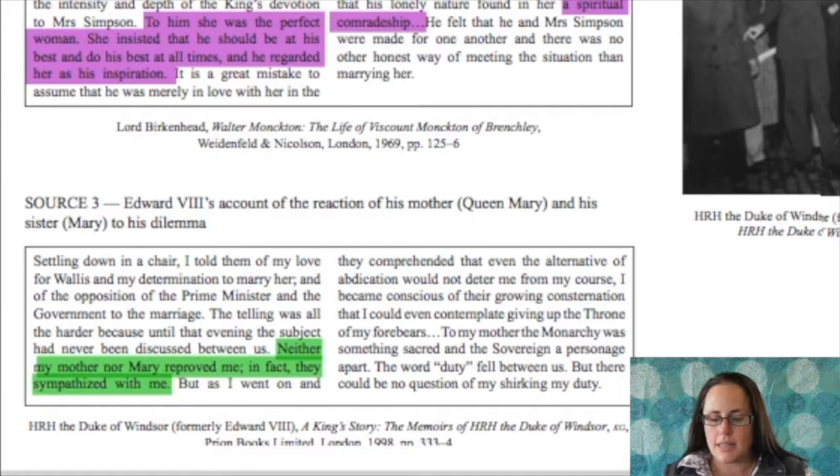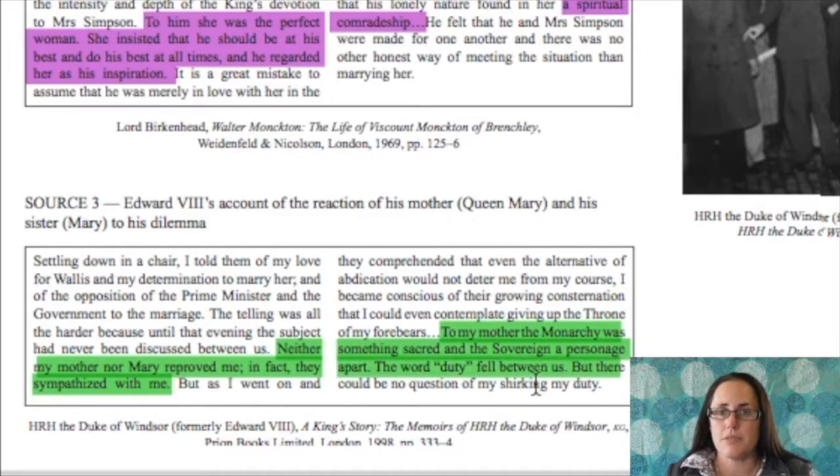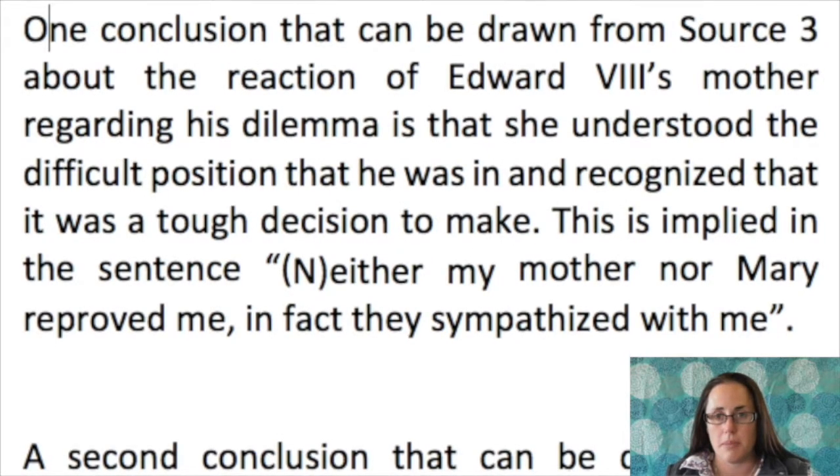What I've said in my answer is that she recognised that it was a tough decision that he needed to make. And the second conclusion that I've come to is that his mother has maintained the traditional perspective of what the role of the king should be, and that is implied through the sentence, "To my mother, the monarchy was something sacred and the sovereign personage apart."